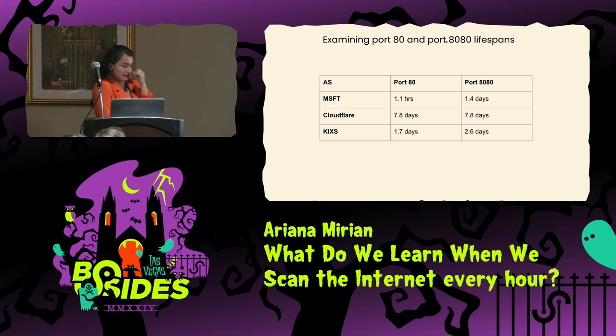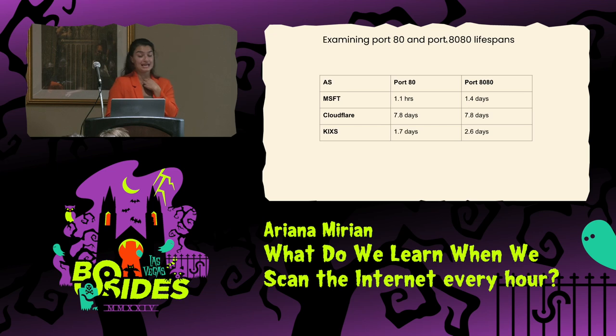If we also look at ports and protocols that are meant to be really similar in intentionality, though, we don't necessarily see parity between the two distributions. What do I mean by that? These are the three autonomous systems, and these are just medians, because I figured at this point you might be graphed out. We see the medians for port 80: it's 1.1 hours, 7.8 days, and 1.7 days.